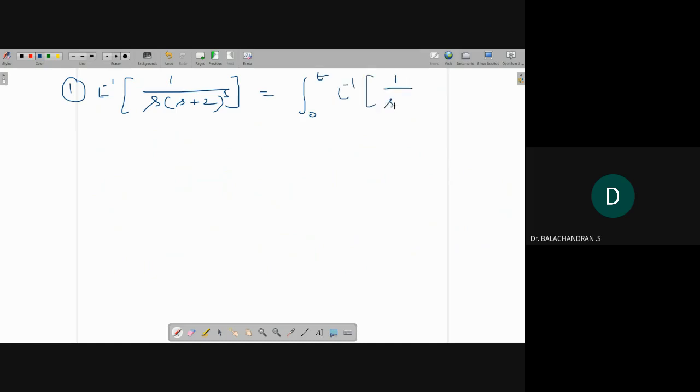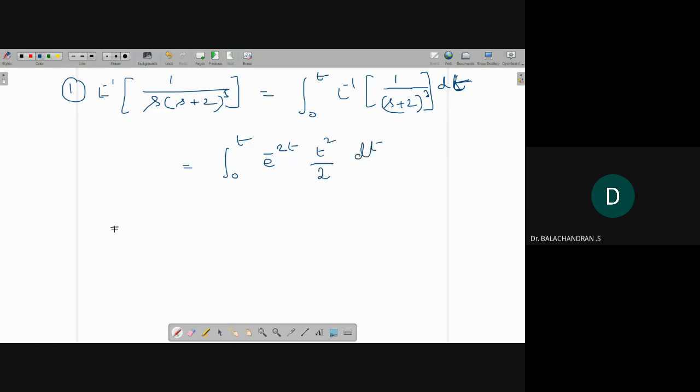F of s is 1 by (s plus 2) whole cube, into dt. This is a function of t, so that's why you should write t here. Now this is equal to integral 0 to t, L inverse of 1 by (s plus 2) whole cube is e power minus 2t, into L inverse of 1 by s cube is t square by 2 factorial, into dt.